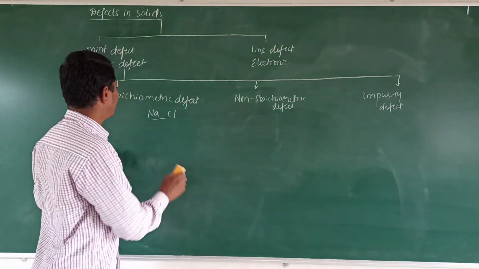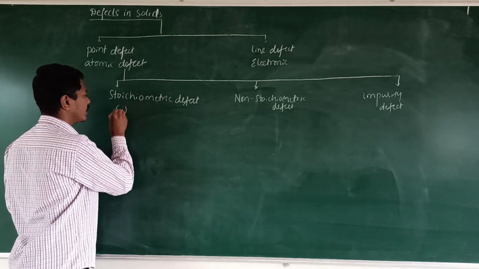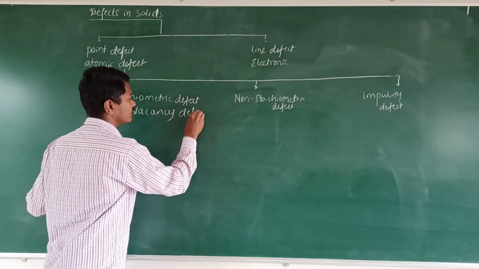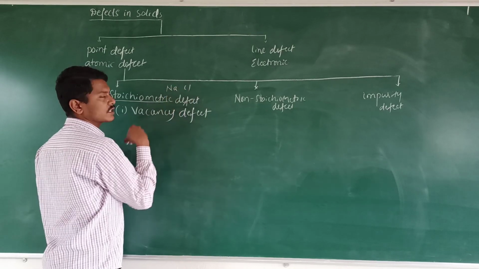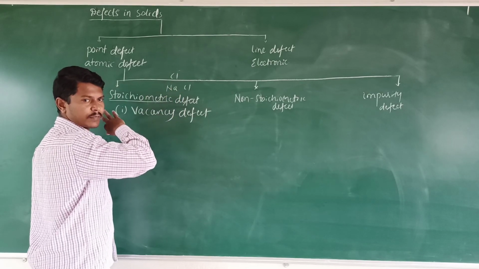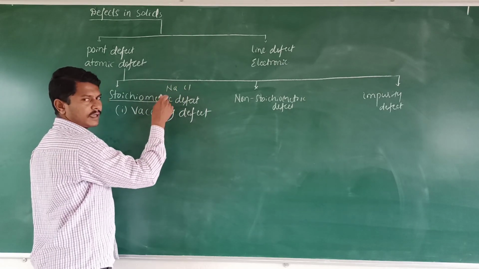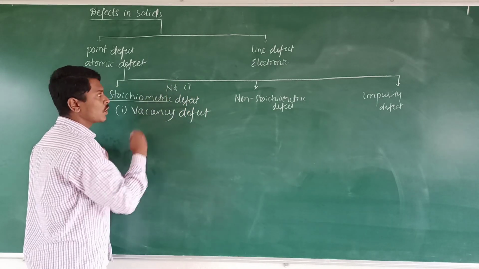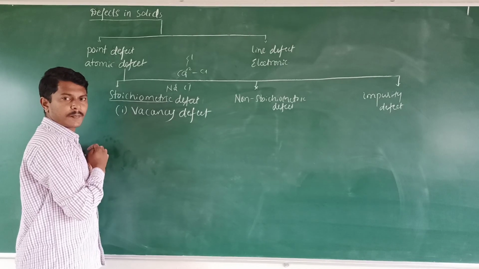Okay, stoichiometric defects. Stoichiometric defects are again classified into vacancy defect and others. Stoichiometric means, got it? NaCl is stoichiometric: 1 Na, 1 Cl. 1 Na, 2 Cl is not stoichiometric; its stoichiometry is different, isn't it? 1 sodium has 1 Cl, and 1 calcium has 2 chlorines. This is the stoichiometry, isn't it?